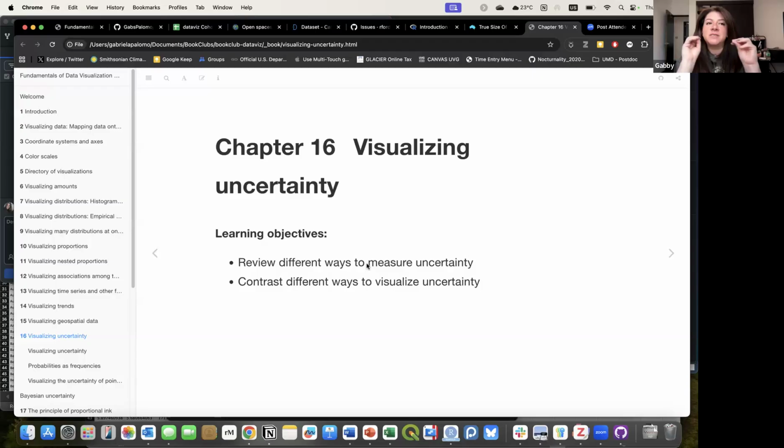Okay, so I'm gonna present chapter 16 of the Fundamentals of Data Visualization by Klaus Wilke. This chapter is called Visualizing Uncertainty. So the topic here is how do we graph and how do we put uncertainty in graphs? So for that, we're going to review different ways to measure uncertainty and different ways to visualize that uncertainty.